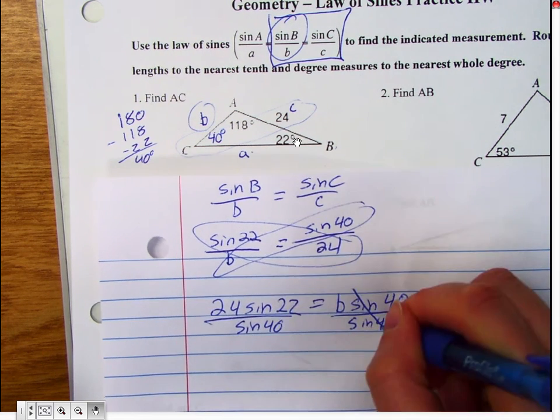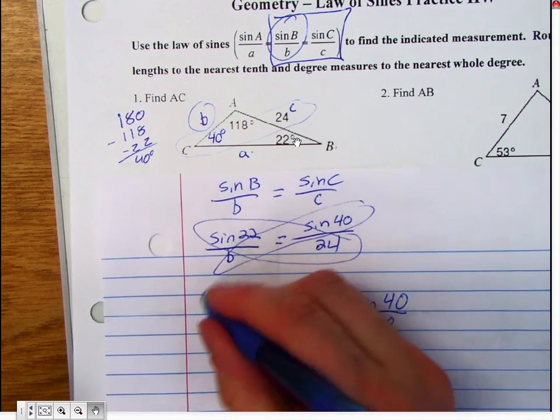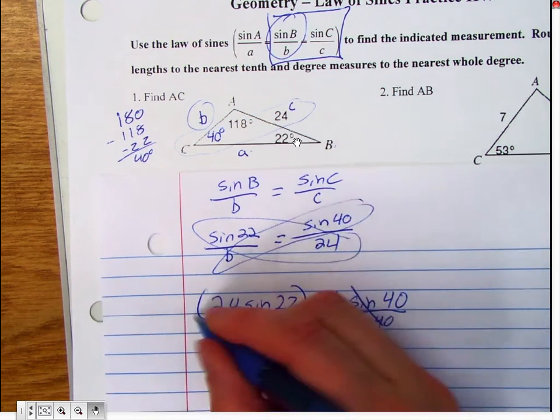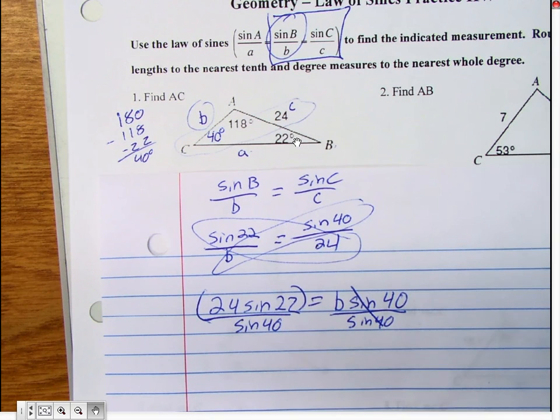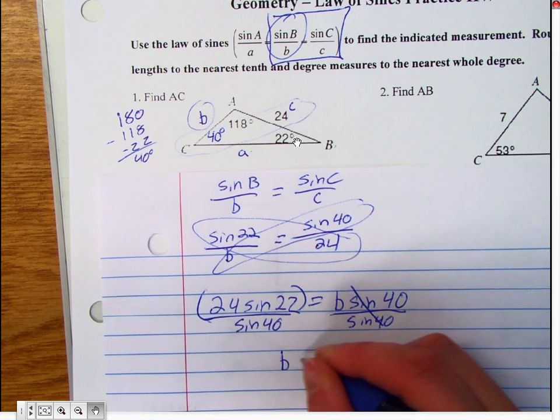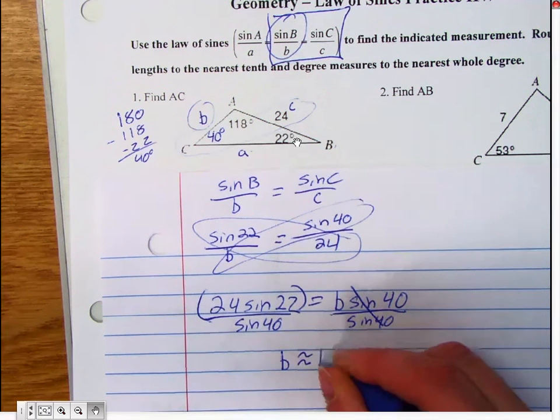Okay? So I'm going to put that in my calculator. Make sure you put parentheses around the top part or it messes you up. Parentheses 24 sine 22, end parentheses, divide by sine 40. Wait, you put it exactly how it is? Yep. You go with parentheses in the calculator. So I get that little b is approximately 13.99.